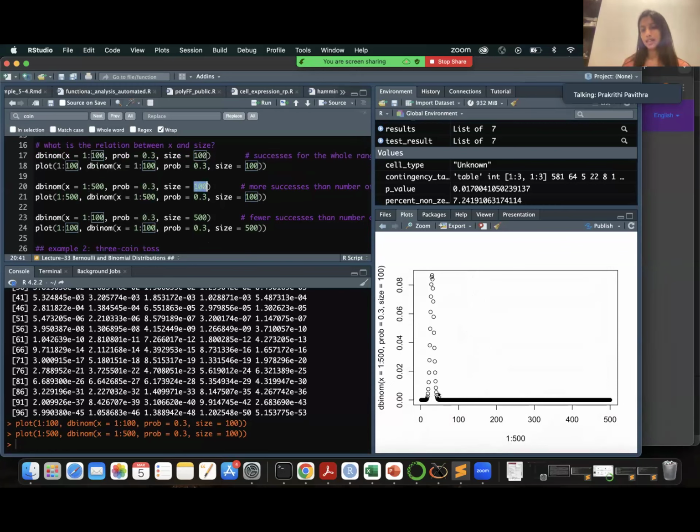So you can see the peak around 30. And after that, it's all like 0. There's nothing here. So this is what happens when you increase your K beyond your N.